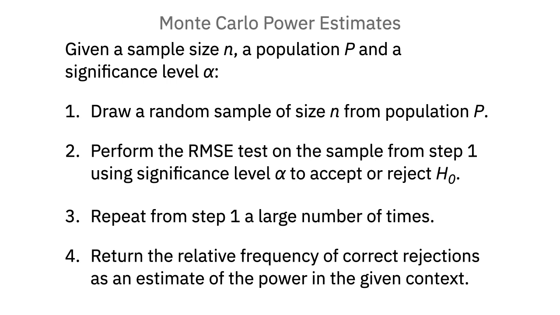The way this works is, we repeatedly draw random samples of the given size from the given non-normal population. For each sample, we use the test at the given significance level to accept or reject the normality hypothesis. Finally, we use the relative frequency of the correct rejections as an estimate of the statistical power of the test in the given context.